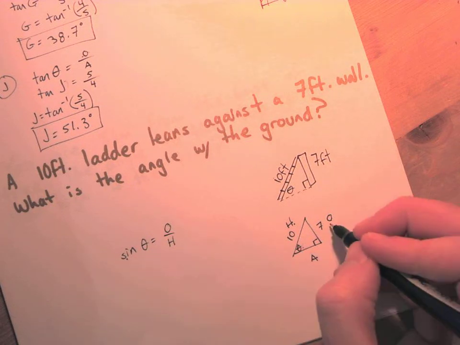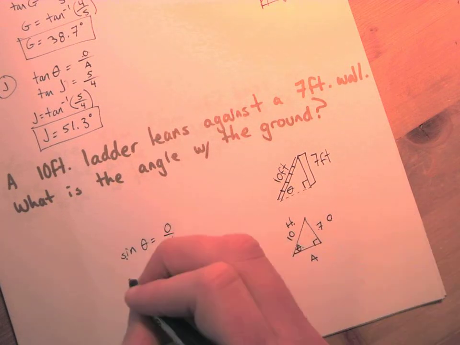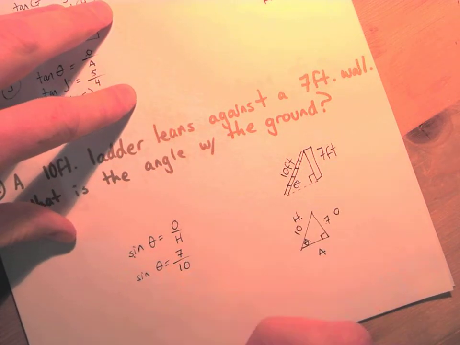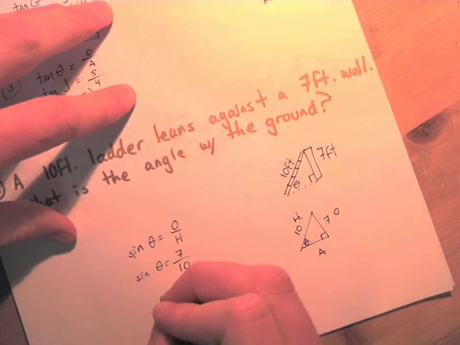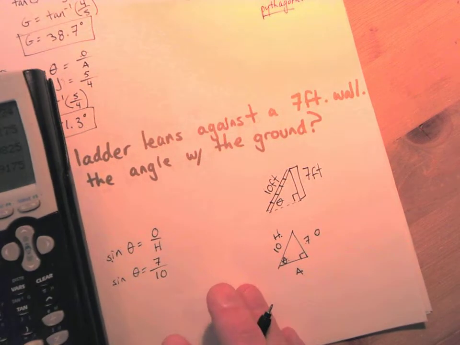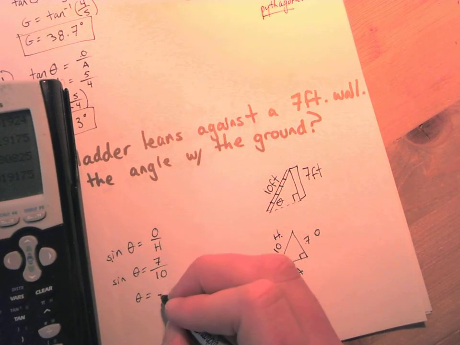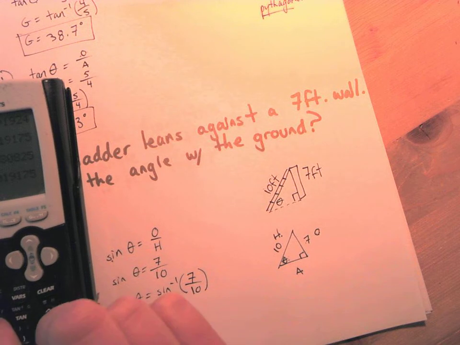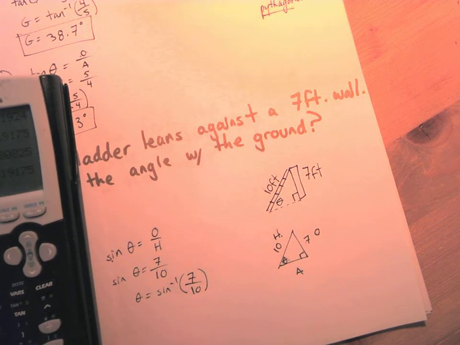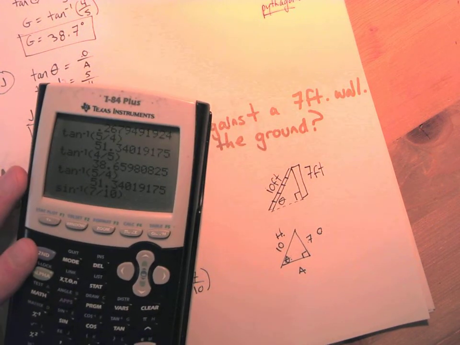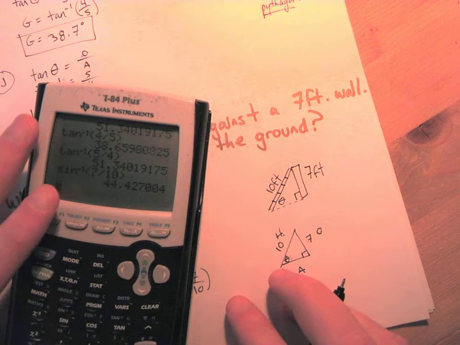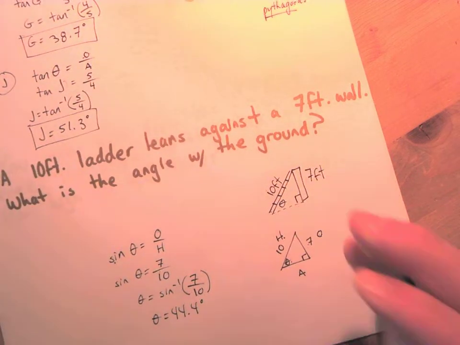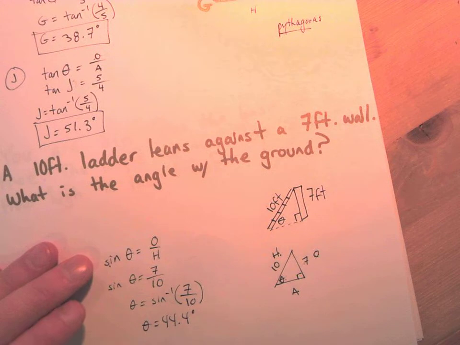Okay, now let's fill in our O and our H. O is 7, H is 10. Sine theta is 7 over 10. And now we got to solve for our theta, because that's what they want. When you're solving for an angle, you always got to hit that inverse button. So theta is sine inverse of 7 over 10. Oops. It's 44.4. So our angle is 44.4 degrees with the ground. Okay? And there's a real world problem done.